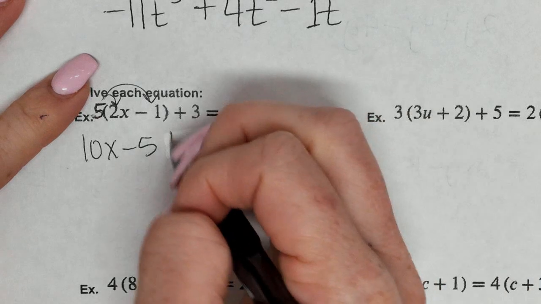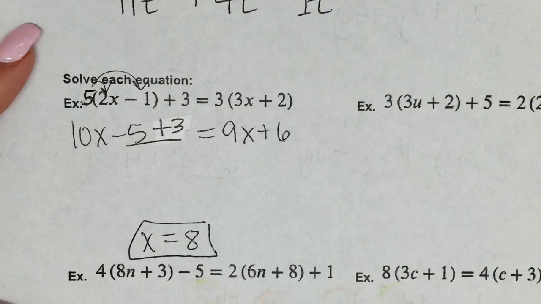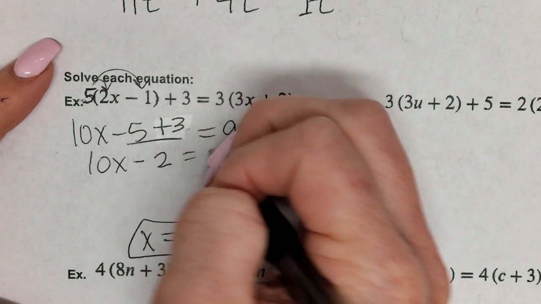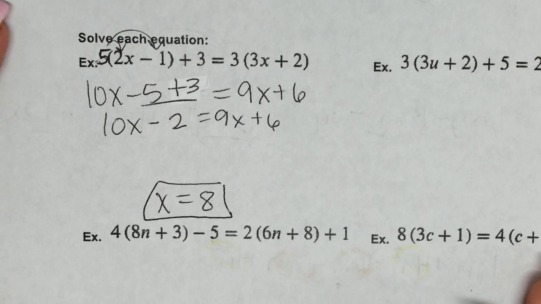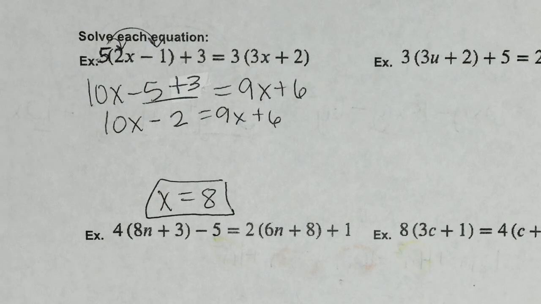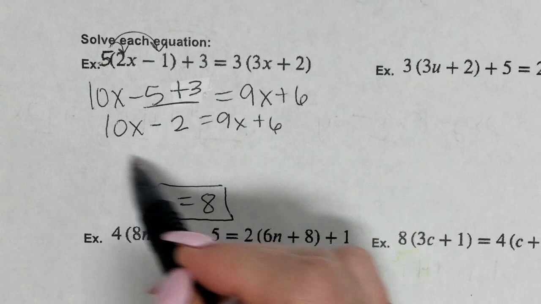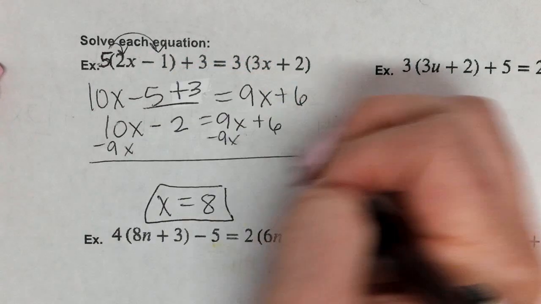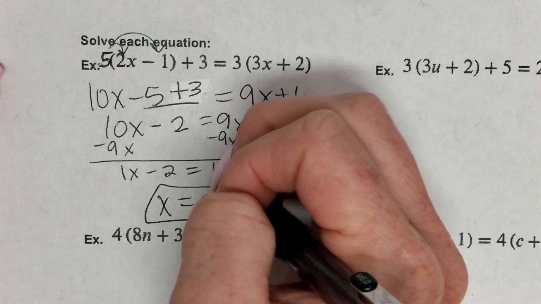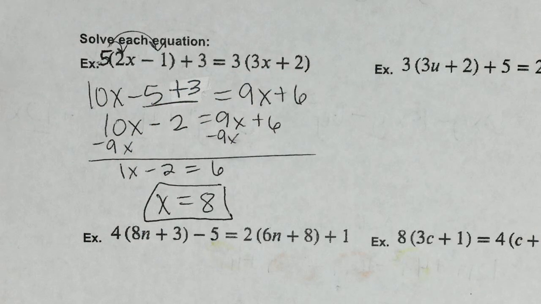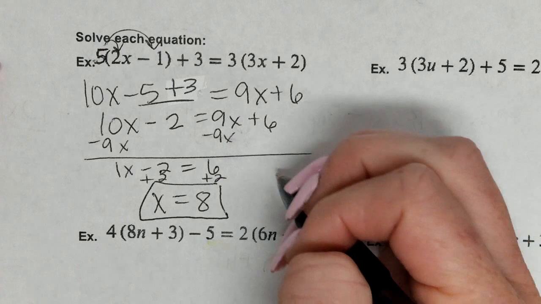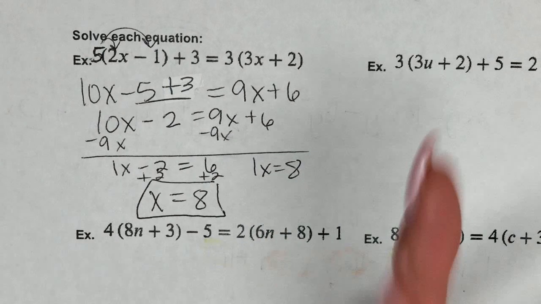Okay, now I'm going to combine like terms right here. So I actually have 10x minus 2 equals 9x plus 6, yes? Now I need to get all the variables to the left and all the regular numbers to the right. So I'm going to move this 9x over here. How would I move it? Subtract. So I have 1x minus 2 equals 6. How do I get rid of the minus 2? Plus 2, and what is 6 plus 2? 1x equals 8, or x equals 8.